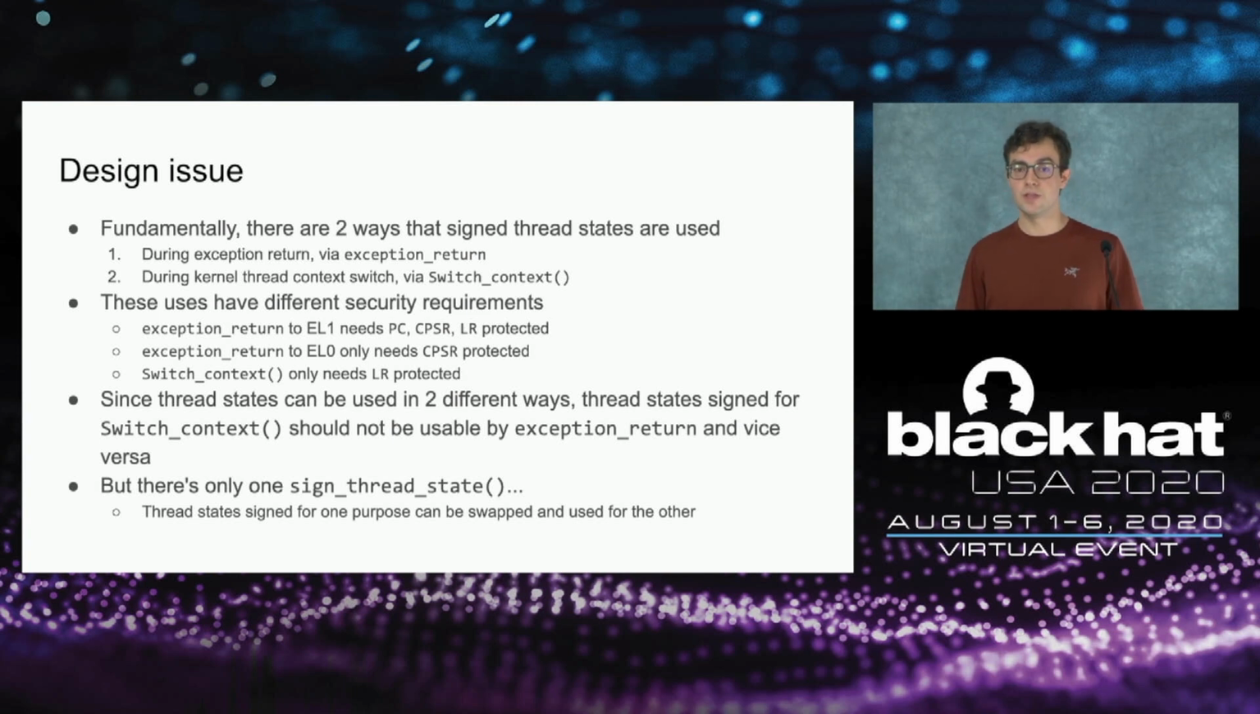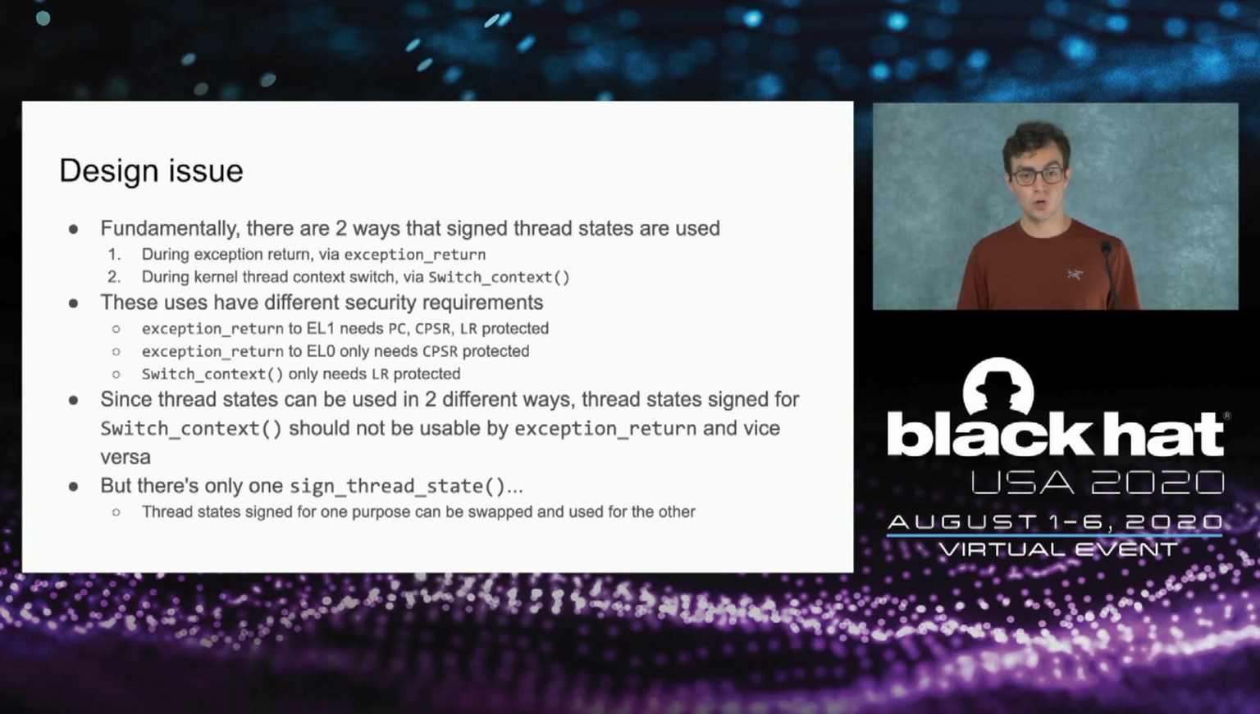First off, you have the method that we are already very familiar with, which is during an exception return. An interrupt gets delivered, you run your interrupt handler, and then you call this exception return function to resume execution of the interrupted thread. But then there's this other way in which signed thread states are used, which is via switch context during voluntary kernel context switches. And as it turns out, these two uses of signed thread states have very different security requirements.